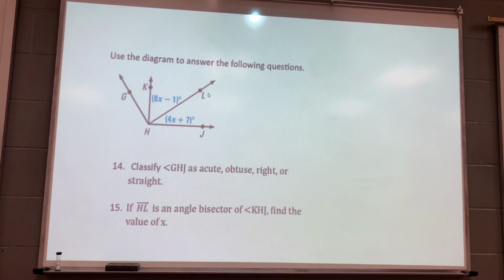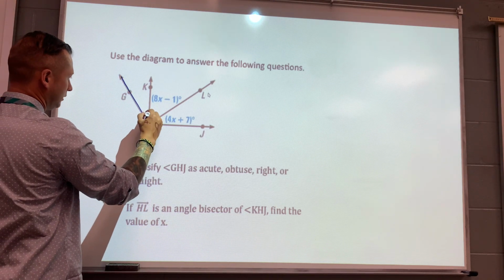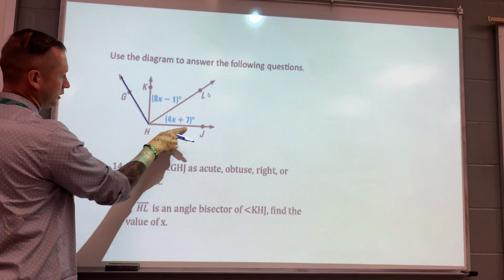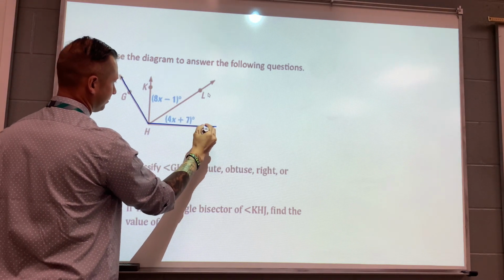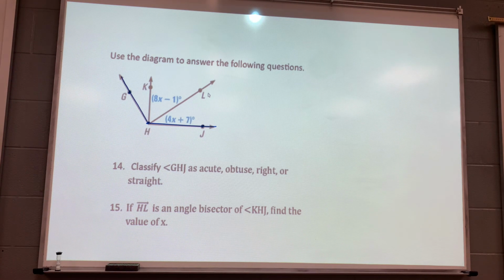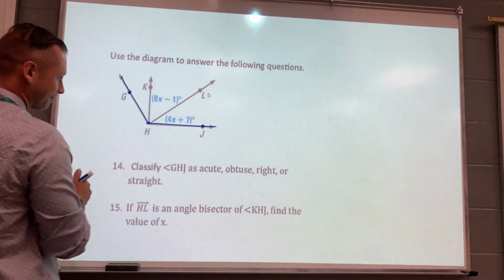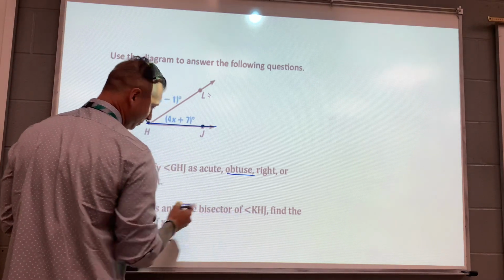All right, use the diagram to answer the following questions. Here we go. Here's the diagram. Classify angle GHJ as acute, obtuse, right, or straight. So GHJ. Okay. It's obtuse. It's bigger than 90, but less than 180. It's obtuse.